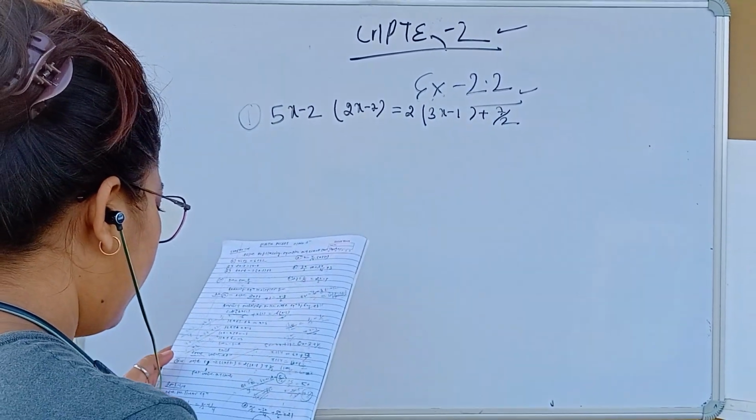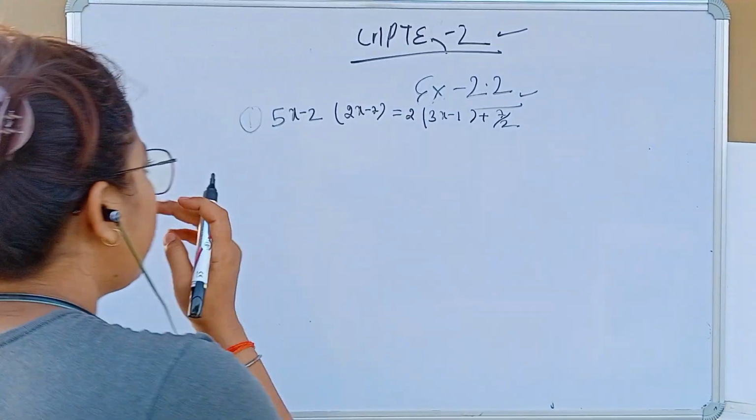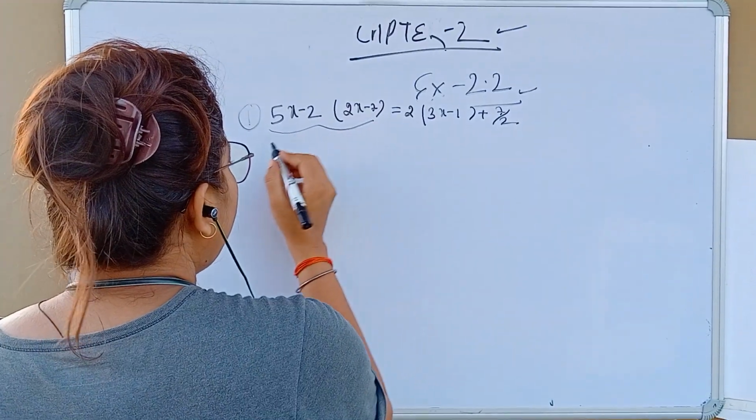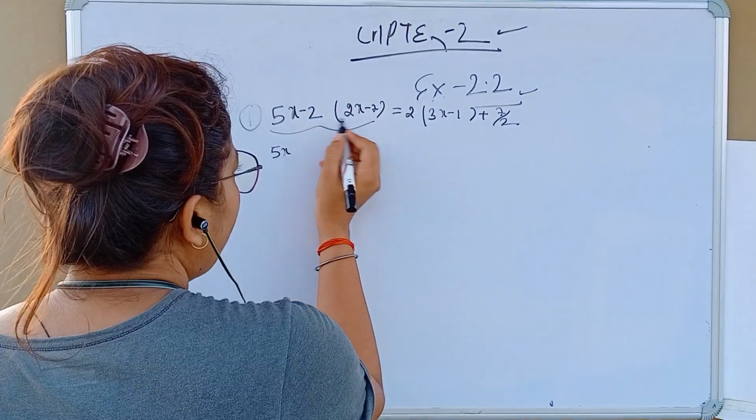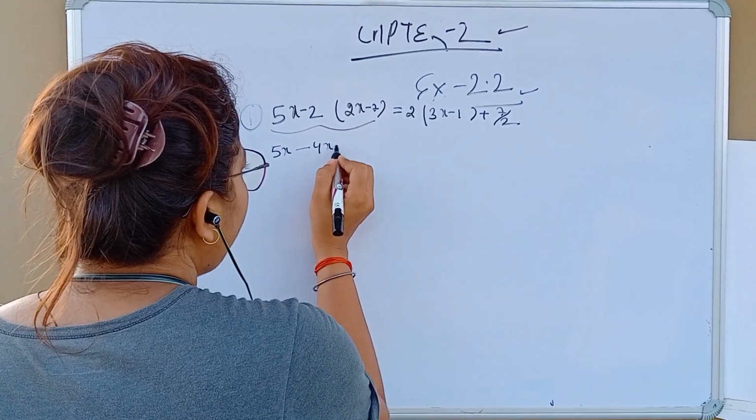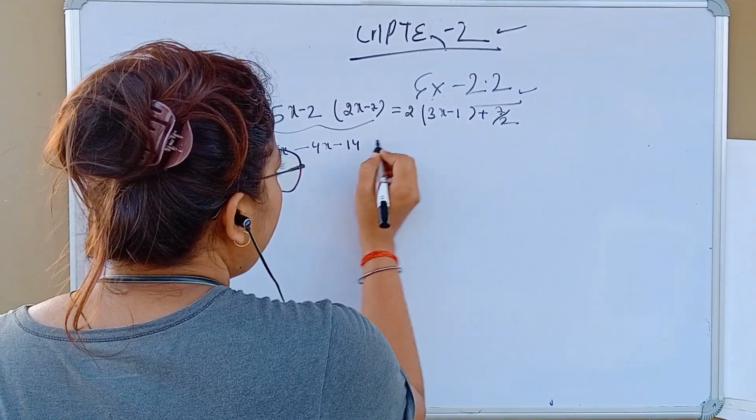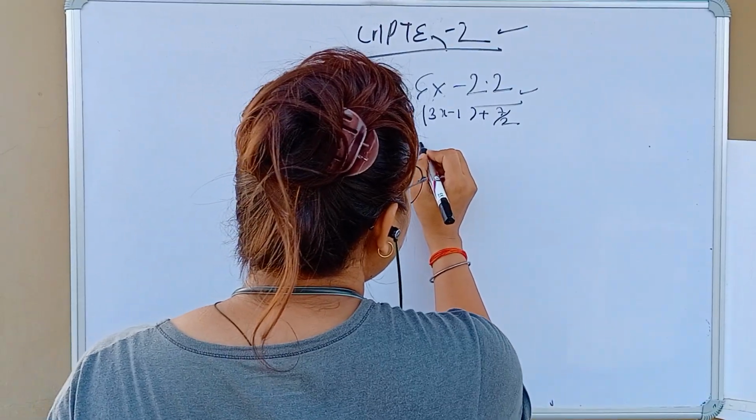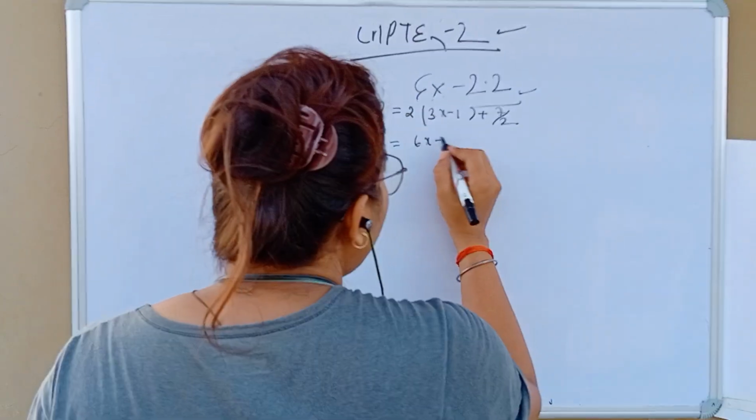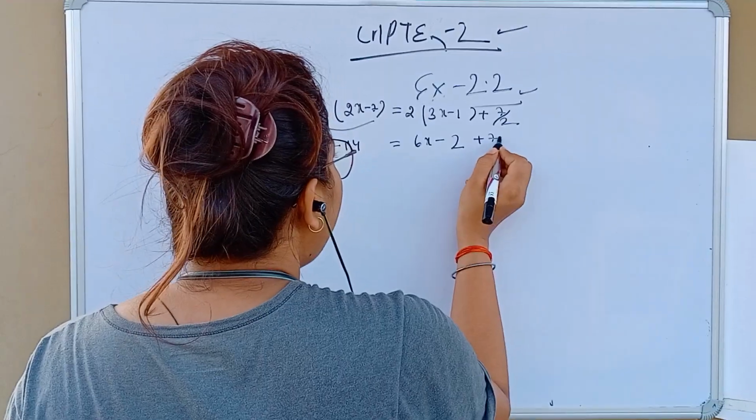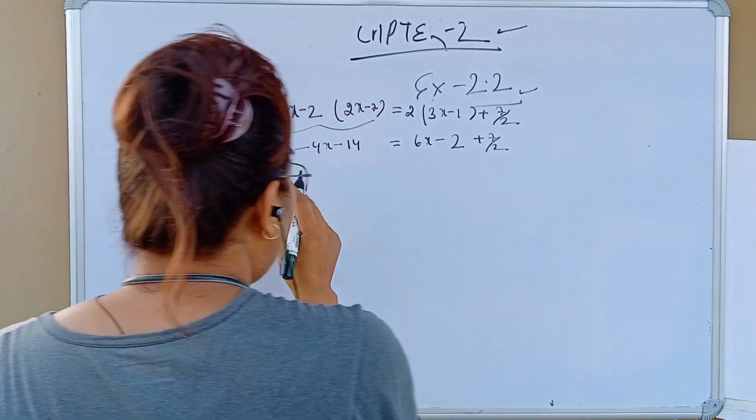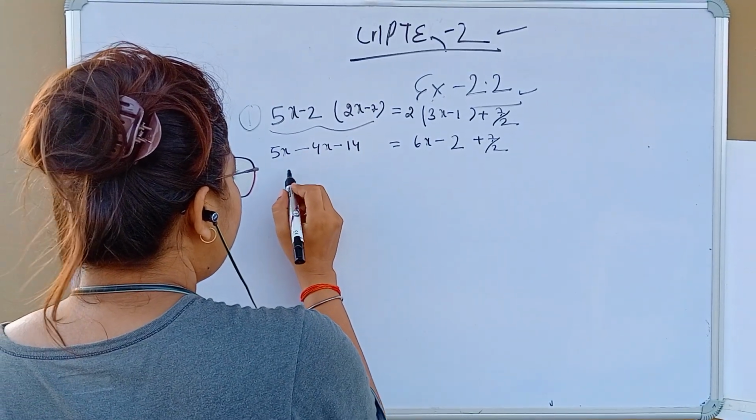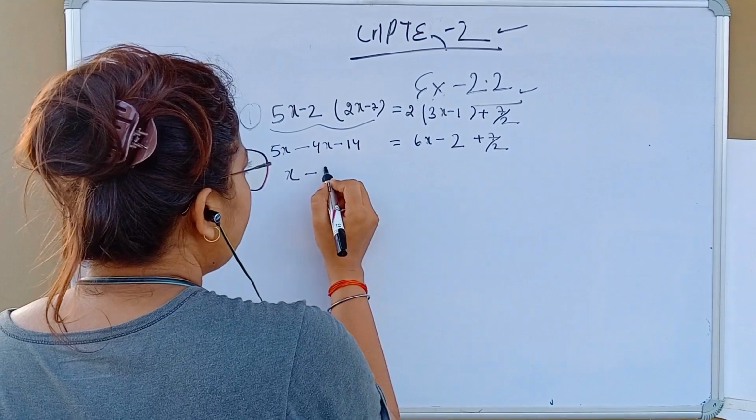So take LHS. 5x, multiplying 2 in both, gives 4x minus 14. Here 2 times 3x is 6x, multiplying 2 in both, plus 7 by 2. So 5x minus 4x is x minus 14.